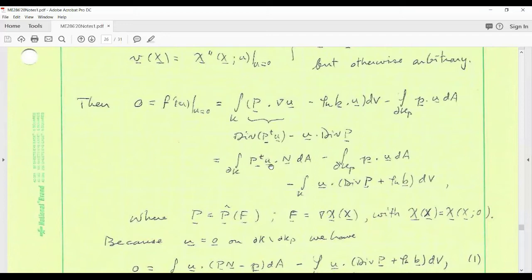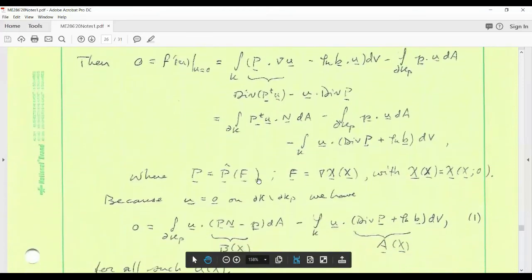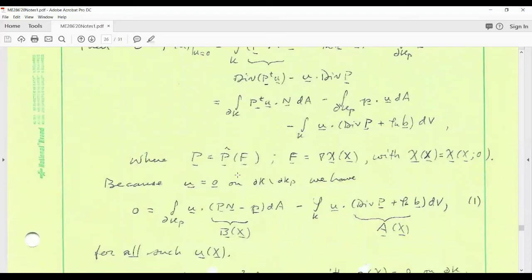Now, we had that the vector U is zero on this portion of the boundary. So this integral can be reduced, the domain of integration here can be replaced by d kappa p, because on the remainder of the boundary, u equals zero. And that step allows us to combine this term. This is the inner product of u with Pn by the definition of transpose. We can combine that term with this traction term. And then we're left with u inner product divergence P plus body force. That's starting to look like an equation of equilibrium, right?